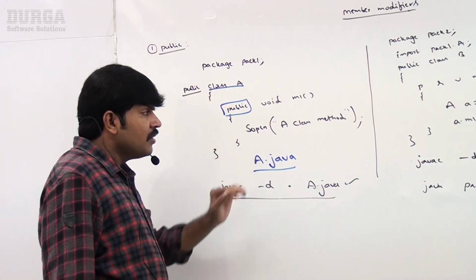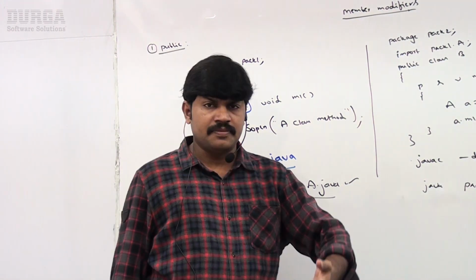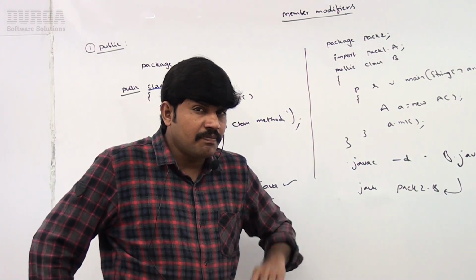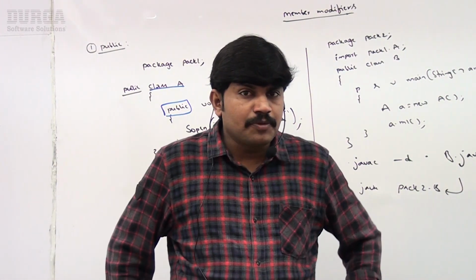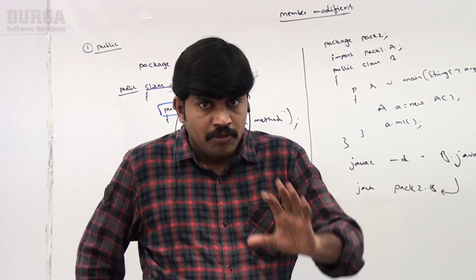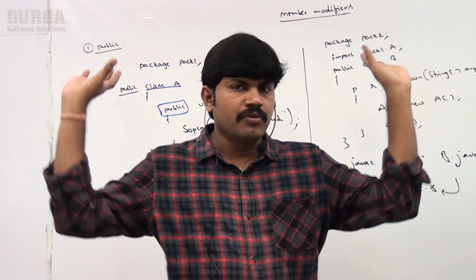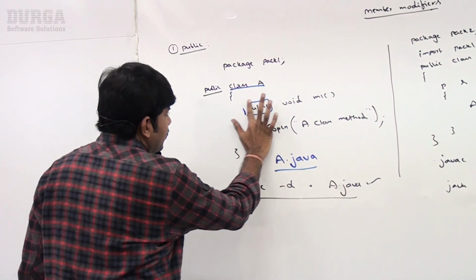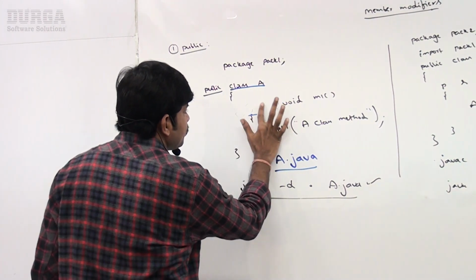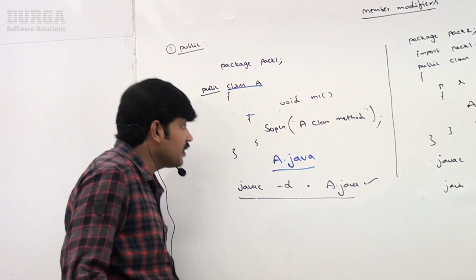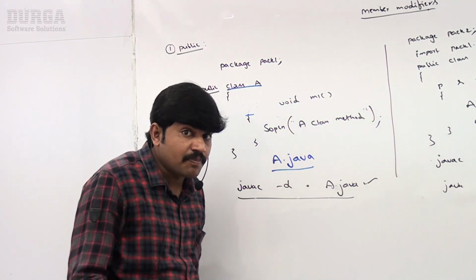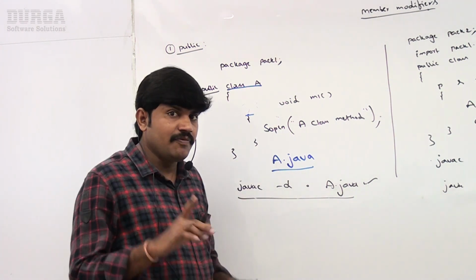Next, there is one small next modifier, right? Sir, up to this what we covered? Public member. Public member you can access anywhere. Suppose I am not taking this method as public. Observe that. If I am not taking this method as public, what is this one? Default.